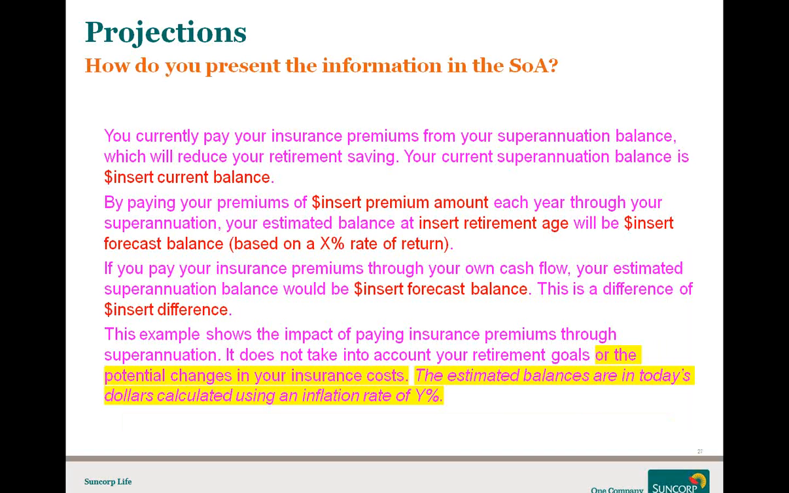This is then presented to your client in the SOA. It outlines that if the client pays the premiums through super, the difference in their superannuation balance will be the difference that you've just calculated. The important thing to remember here is to make sure that you include your assumptions, and that it is a projection. Like all projections, it has its limitations. It's not going to be 100% accurate on the effect on your superannuation balance. It's based on the information we have today, the current premiums they're paying, and their current superannuation.